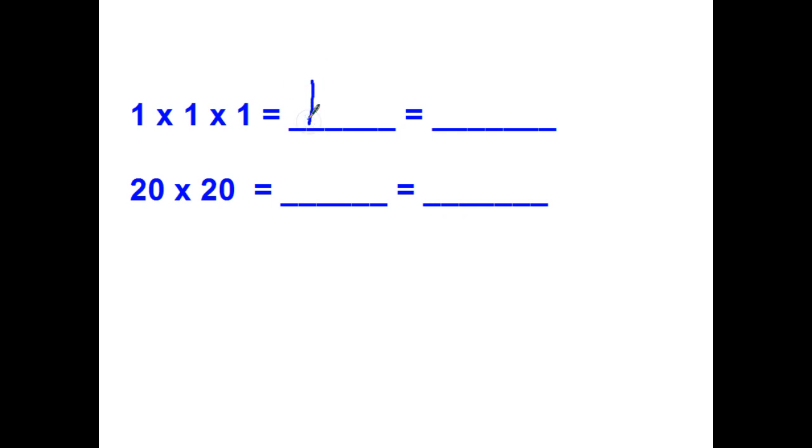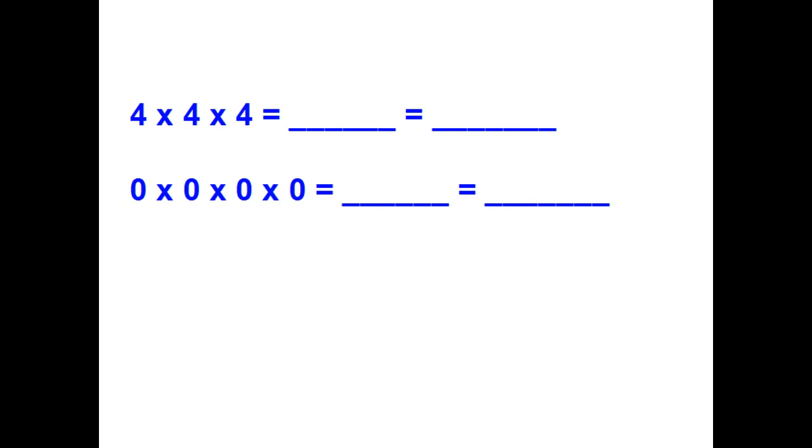Base number is 1. I'm doing it 3 times. 1 to the 3rd power. 1 times 1 times 1 was 1. 20 times 20. 20 is my base number. I'm doing it 2 times, so 20 to the 2nd power. If I'm multiplying this one out, I'm going like this. Get rid of my 2 zeros at the end. What am I left with? 2 times 2 equals 4. So 400. One more for you to stop the video and try out.